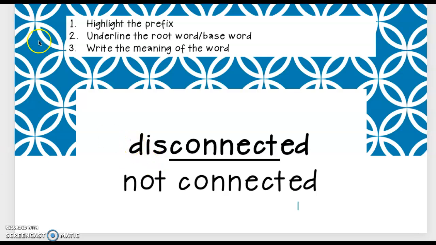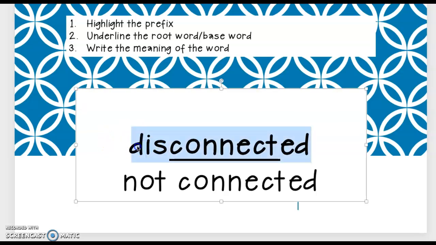Disconnected. What just happened there? I'm trying to get my highlighter tool out, but it's not cooperating, so I'm just going to highlight it this way. Disconnected. And you notice I have the ed for the suffix again. So I have dis, which needs to be highlighted because that's a prefix. Connect is the base word, and ed is the suffix, making it past tense. That means it happened before. Disconnected, not connected.